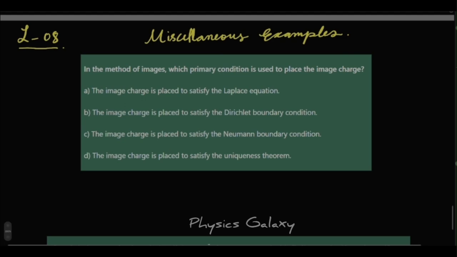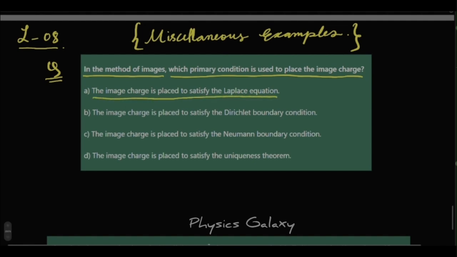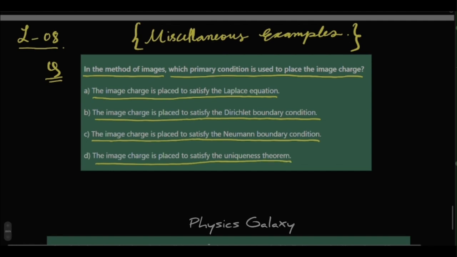Today we're going to do some miscellaneous examples related to the topic of method of images. This is our question number 1. In the method of images, which primary condition is used to place the image charge? A. The image charge is placed to satisfy the Laplace equation. B. The image charge is placed to satisfy the Dirichlet boundary condition. C. The image charge is placed to satisfy the Neumann boundary condition. Or D. The image charge is placed to satisfy the uniqueness theorem.